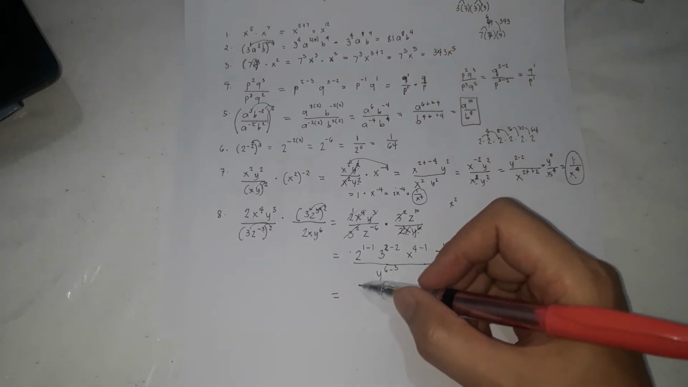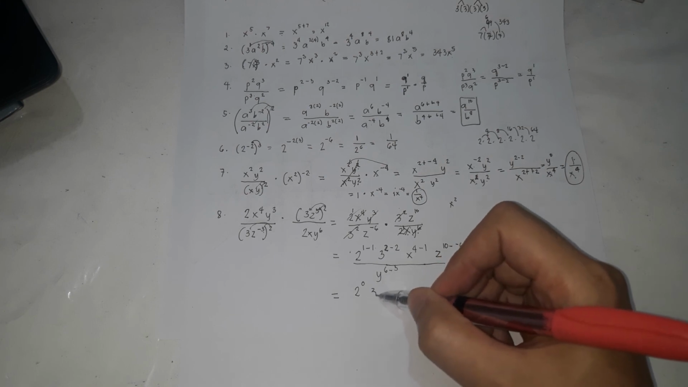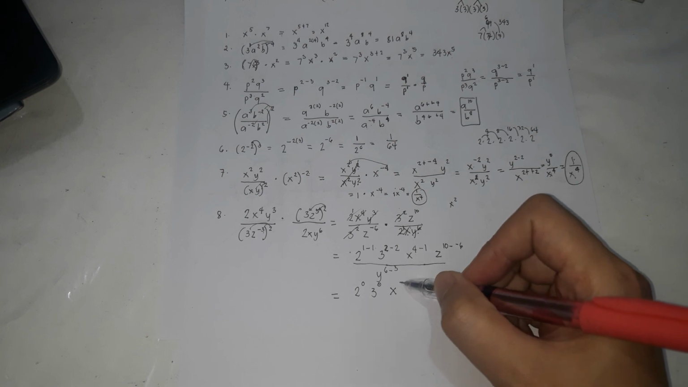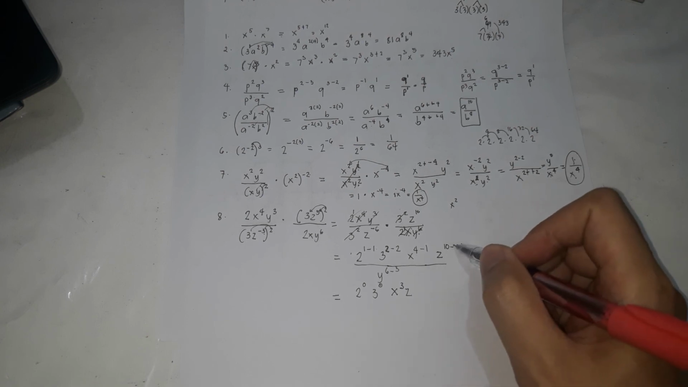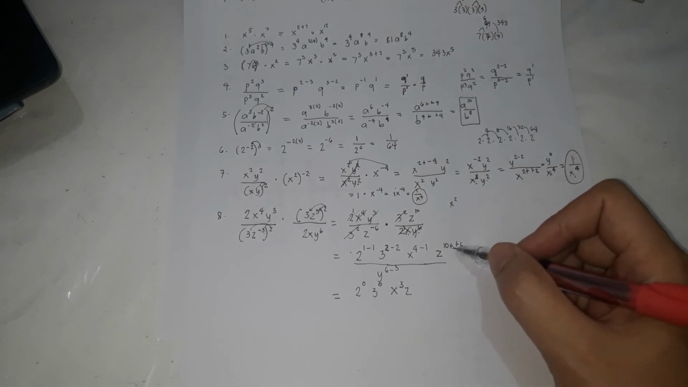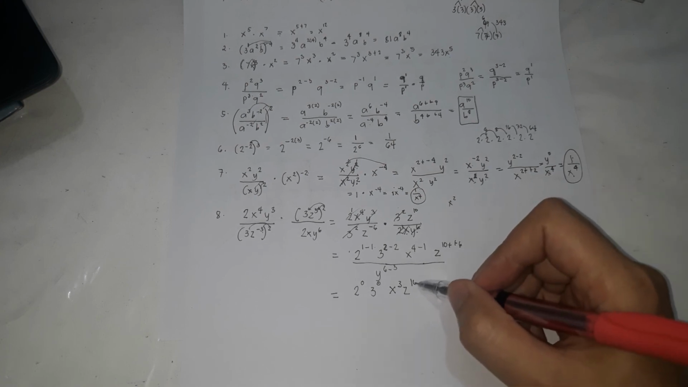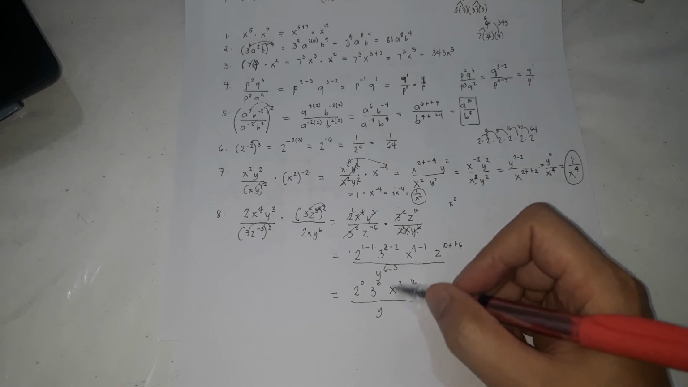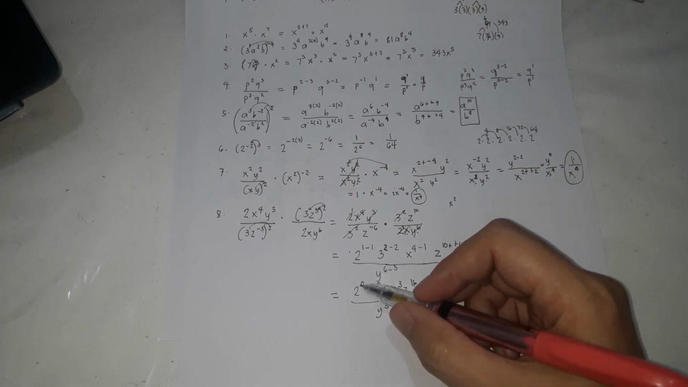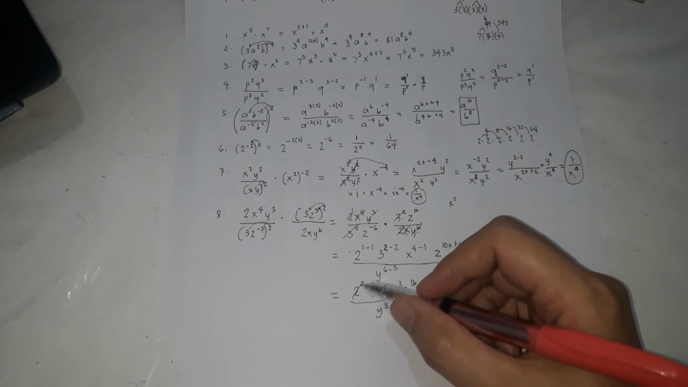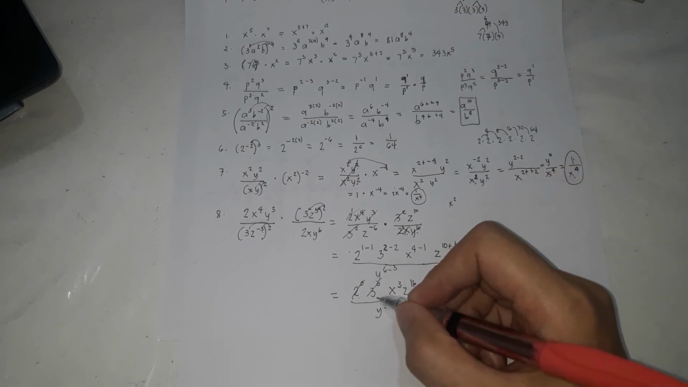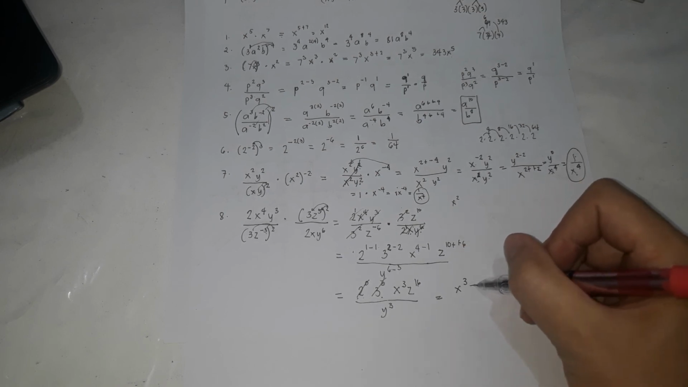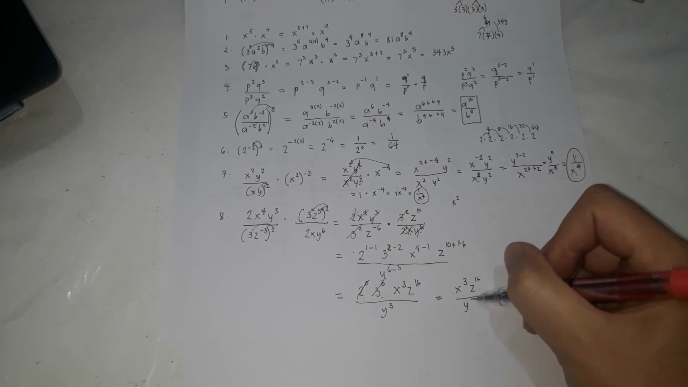Which is equal to 2 to the 1 minus 1, 2 to the 0, 3 to the 2 minus 2, 0, x to the 4 minus 1, 3, z to the 10 minus minus, magiging positive, magiging 16, over y to the 3. Again, this could be equal to 1, or just cancel them. 1, 1. So, 1 times 1 is equal to 1. The final answer is x cubed z to the 16 over y cubed.